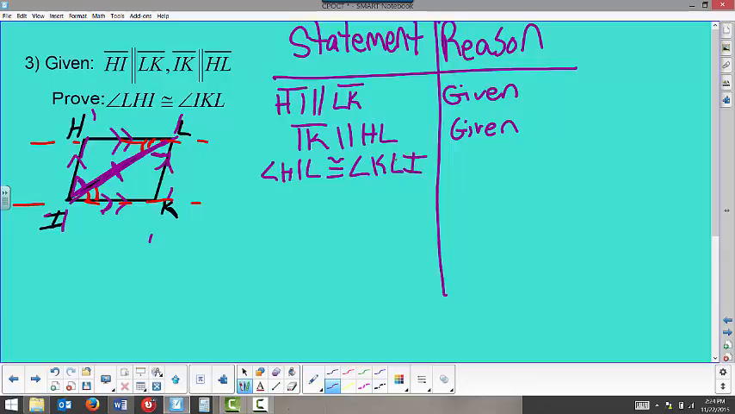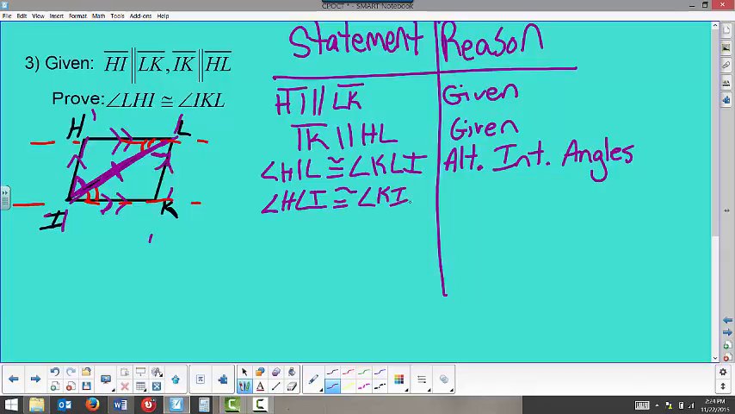And the reason, how do I know that? How do I know those are congruent? That would be because of the alternate interior angles conjecture. Okay. I also know that angle HLI is congruent to angle KIL by the same reason. They are also alternate interior angles.